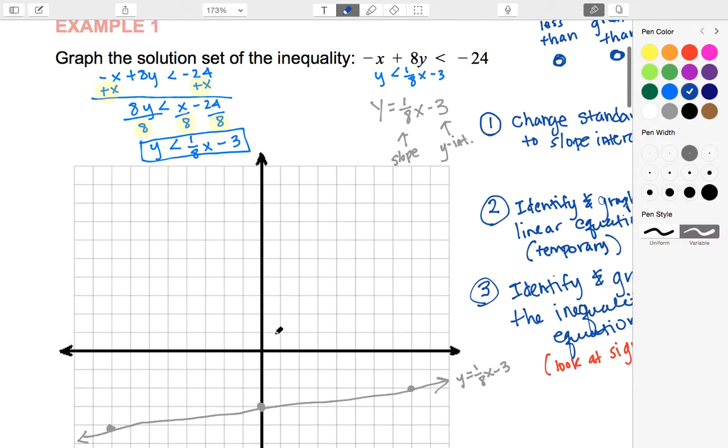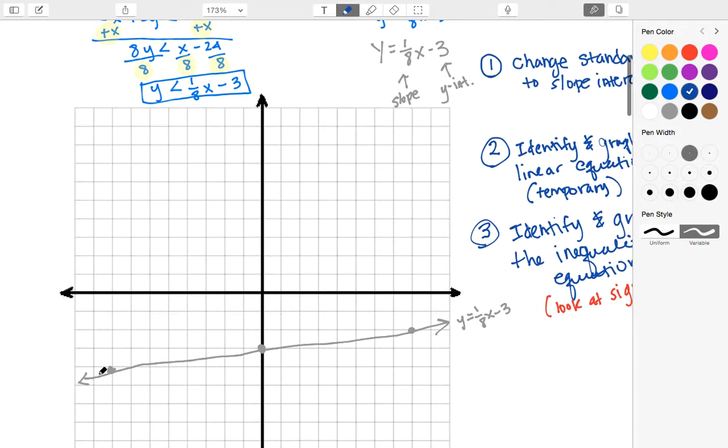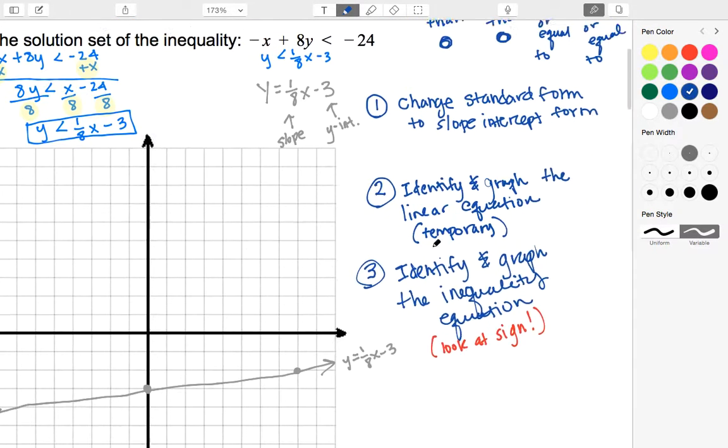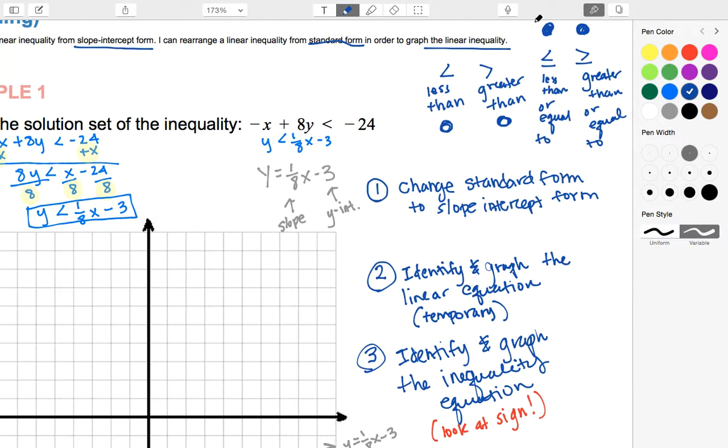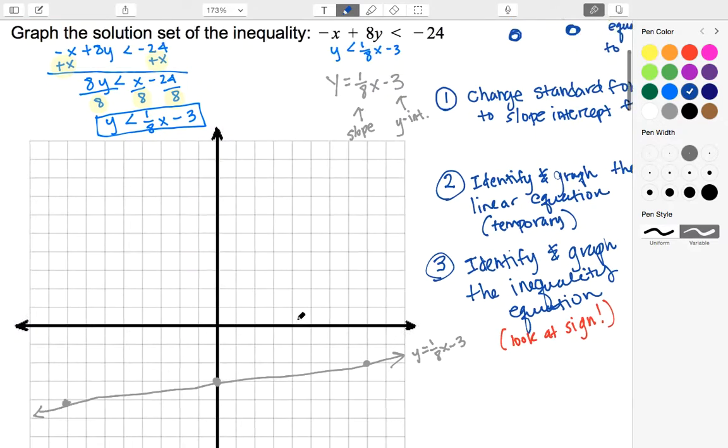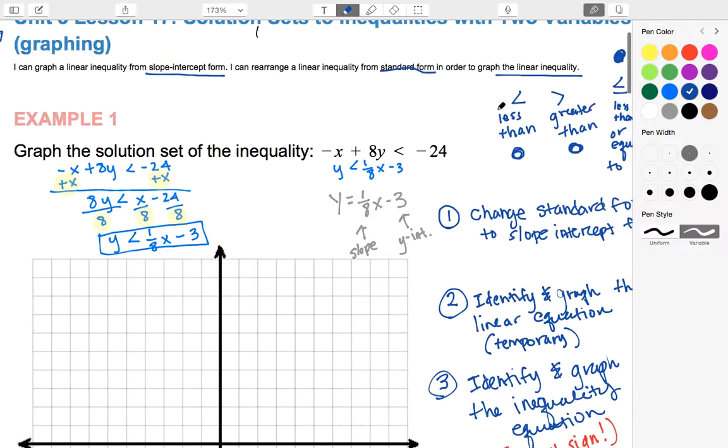So what this means is our inequality is not going to be a line, okay? Because a solid line means we're including all of the solutions that this line creates. Just like we would say here, less than or equal to, we put a circle dot because we know that includes that solution. But in this case, it does not because it is less than.